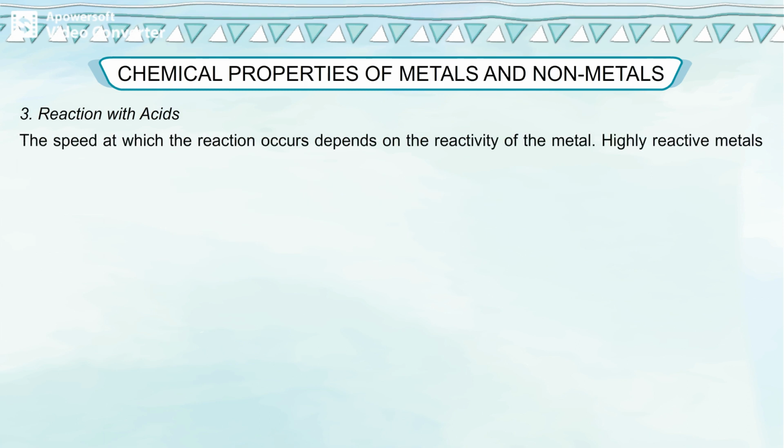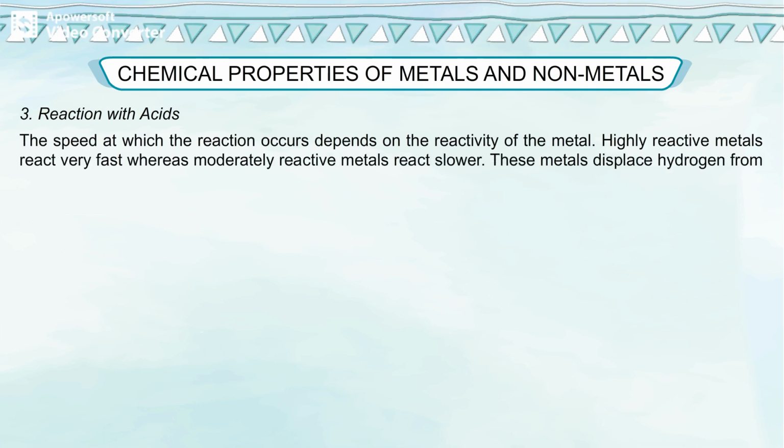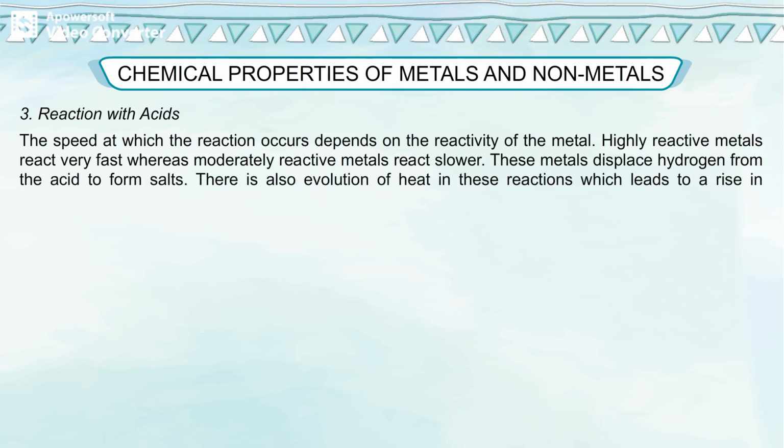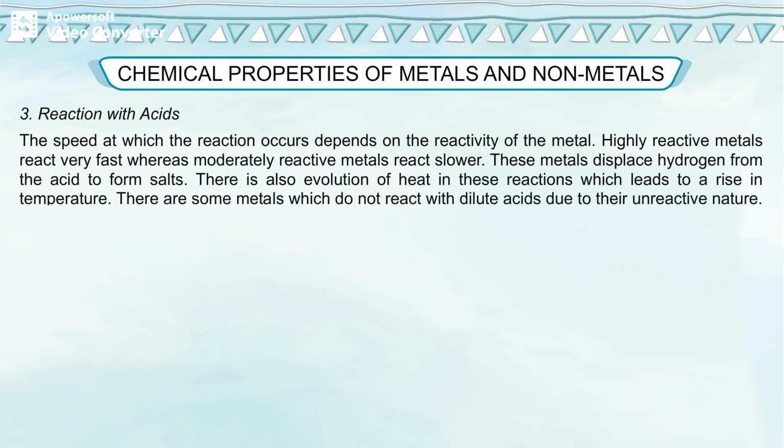The speed at which the reaction occurs depends on the reactivity of the metal. Highly reactive metals react very fast, whereas moderately reactive metals react slower. These metals displace hydrogen from the acid to form salts. There is also evolution of heat in these reactions, which leads to a rise in temperature. There are some metals which do not react with dilute acids due to their unreactive nature. These are copper, mercury, silver, gold, and platinum.